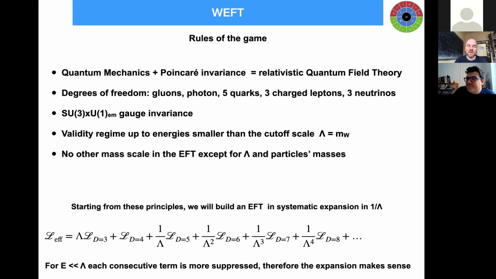So now the effective theory will be an expansion in the scale lambda, because in this case we know what the cutoff scale is. The cutoff scale is of the order of MW. So the scale lambda you think of as something of the order of MW, and you build the Lagrangian as an expansion in the scale lambda, starting with d equals 3 terms, d equals 4 terms, d equals 5, and so on. And at each step you write all possible operators that are consistent with the principles that you started with, the symmetries and the degrees of freedom.